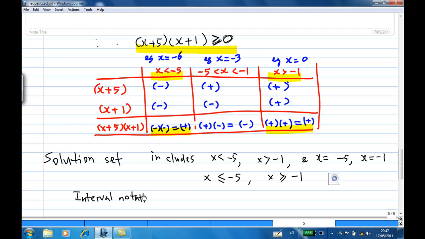In interval notation, this can be written as from minus infinity to minus 5 including minus 5, union from minus 1 to infinity including minus 1. That's the end of the recording.